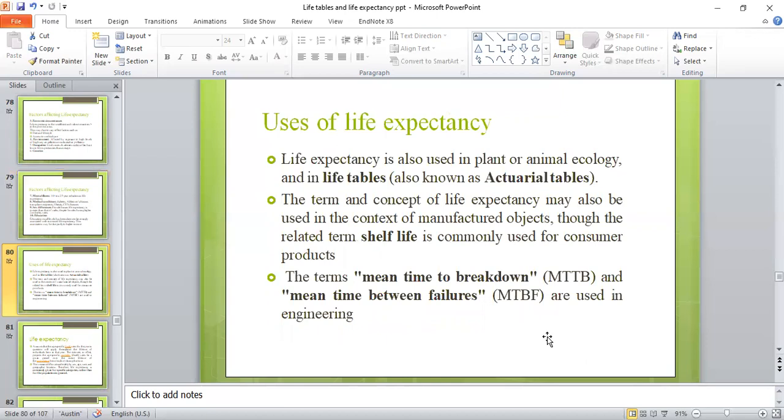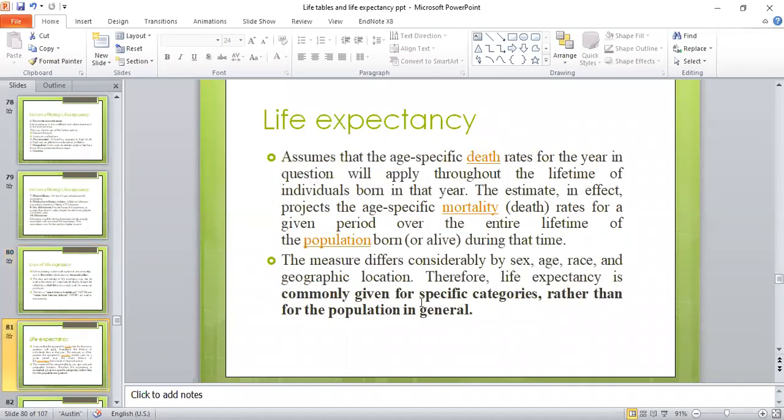Use of life expectancy. It is used in plant or animal ecology, or in life tables known as actuarial tables. The term and concept of life table may also be used for manufactured objects through the related term shelf life, commonly used for consumer products. The terms mean time to breakdown and mean time between failure are also used in engineering.